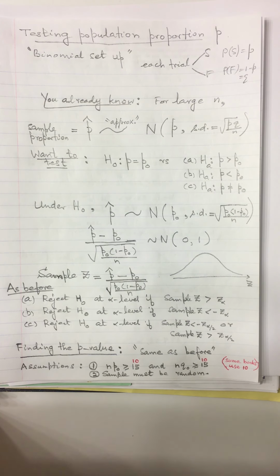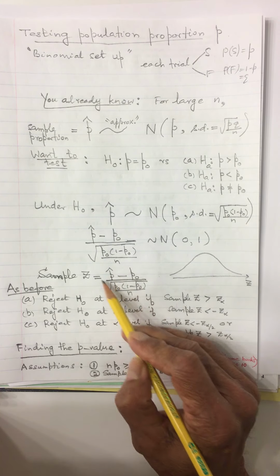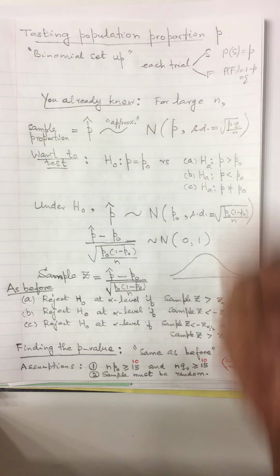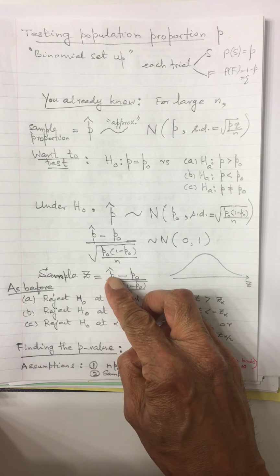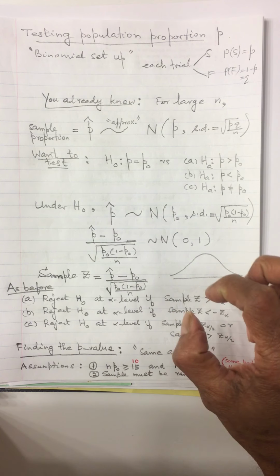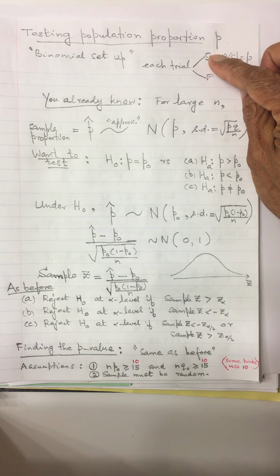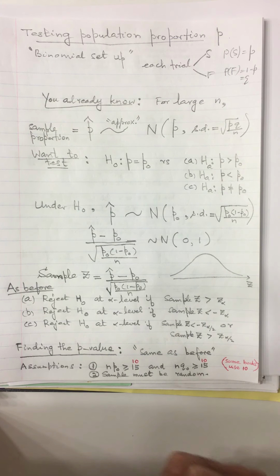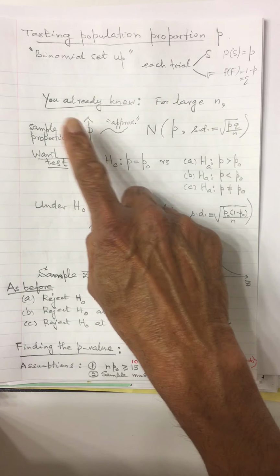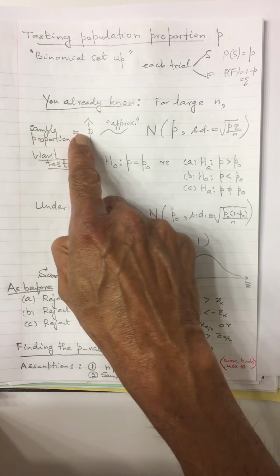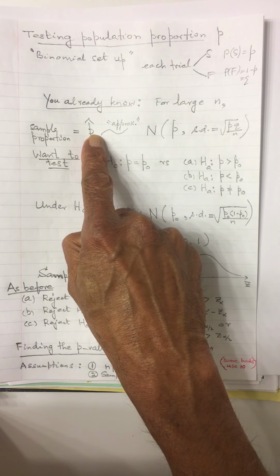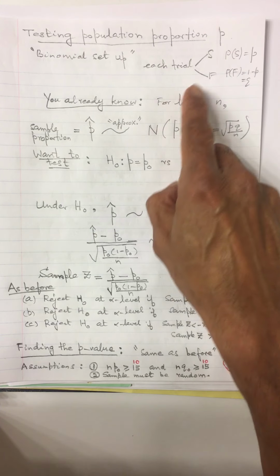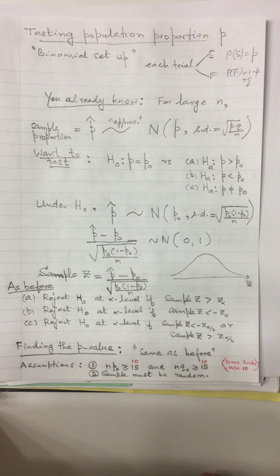This p hat is the sample proportion. Once you pull your random sample, you have p hat, which is the number of S values in your sample divided by n, the total number of trials. You have already seen that.